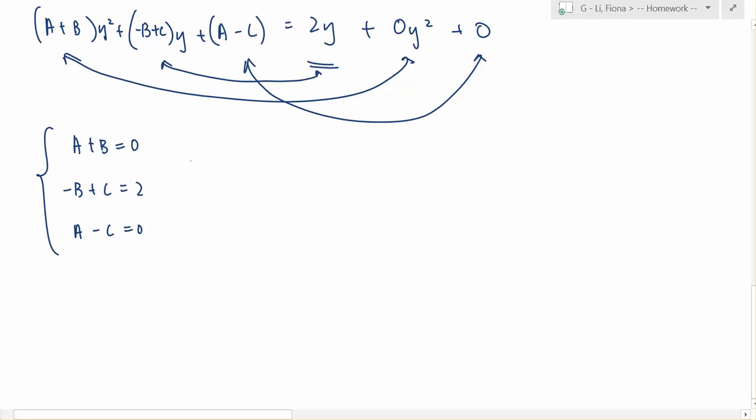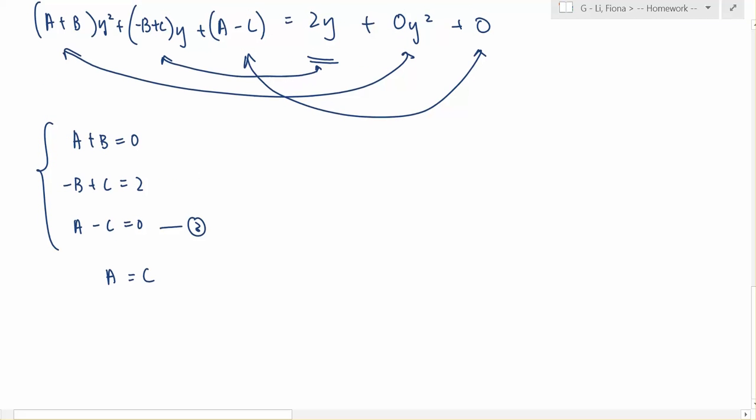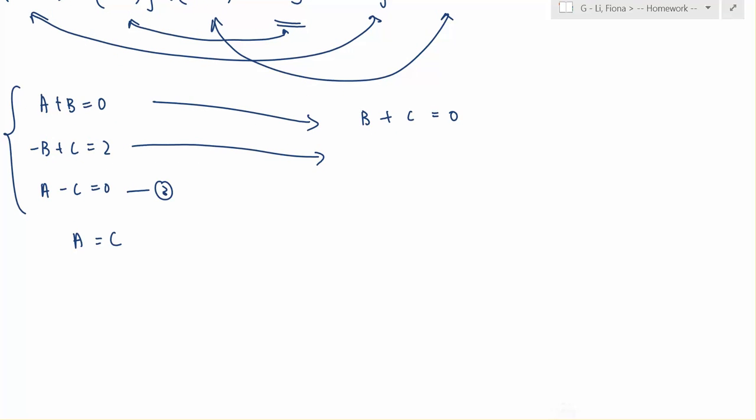Okay, pardon me. Let's solve this part. Let's solve number 3, and we will get A equals C. And then from this, we will substitute A as C, and so we will get B plus C equals 0. And from this part, we will get negative B plus C equals 2.